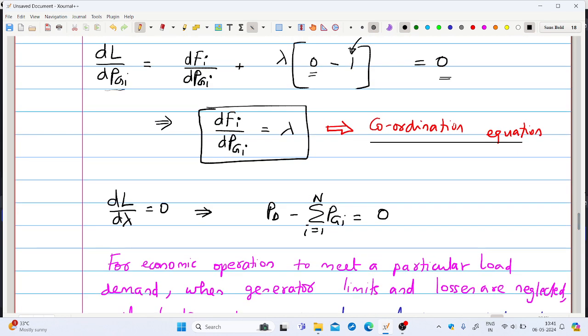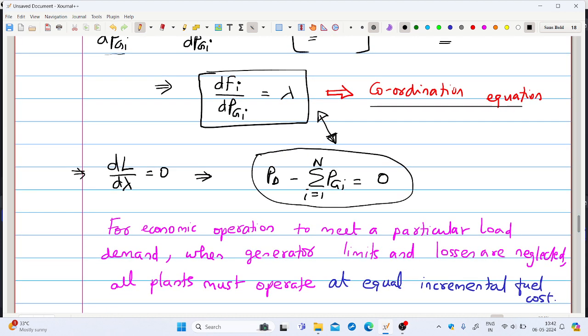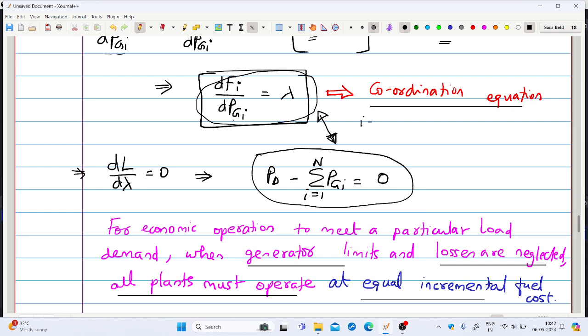The second Lagrange's equation, dL by d lambda equal to 0, will give you the original constraint itself. Solving these two equations together will give you the optimum operating point. So for economic operation, to meet a particular load demand, when generator limits and losses are neglected, all plants must operate at equal incremental cost. That is mathematically written here. dFi by dPGi is the incremental fuel cost of the ith plant, where i varies from 1 to n. There are n plants, so all the incremental fuel costs must be equal to a constant lambda. This is known as system lambda.